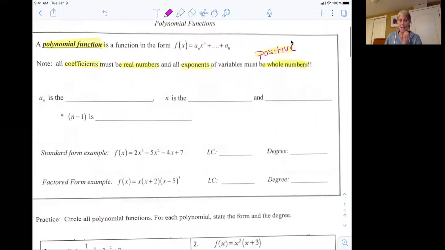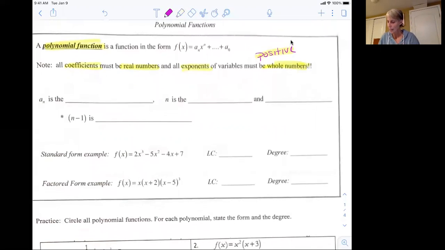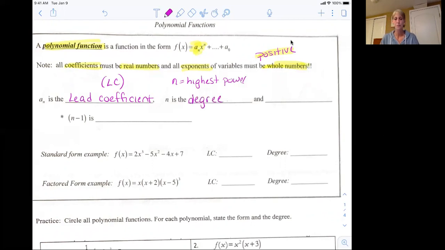Okay, so a sub n. This guy out front here, the guy in front of the highest power, is called the lead coefficient. I will probably abbreviate it with LC, lead coefficient. N, okay, again, N is going to be the highest power. N is the degree of the function. Okay, it's the highest power in the polynomial.